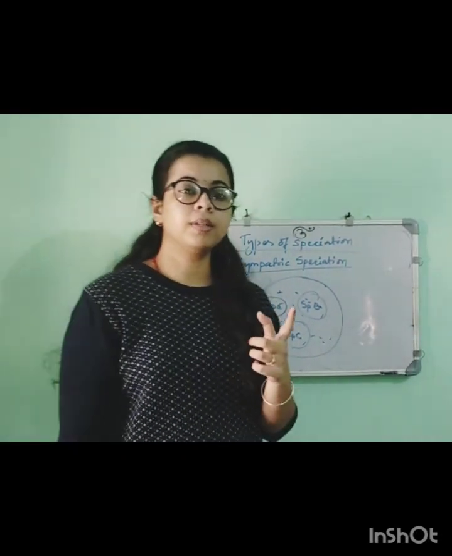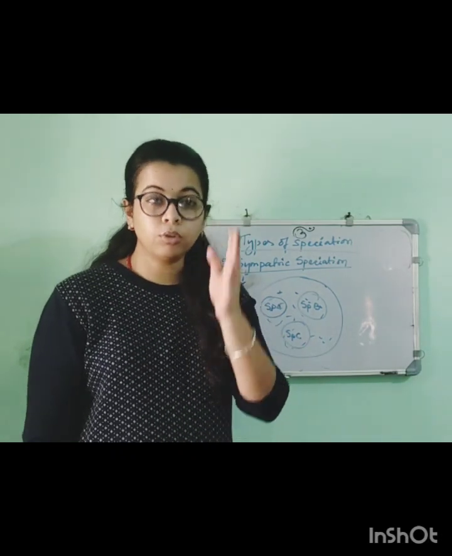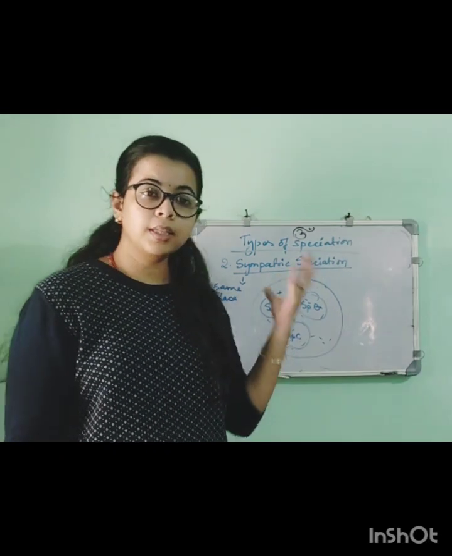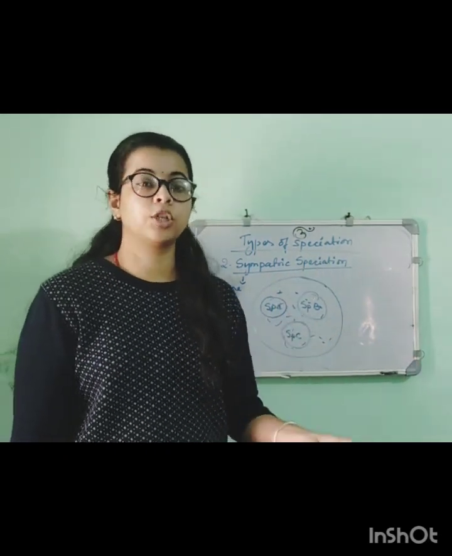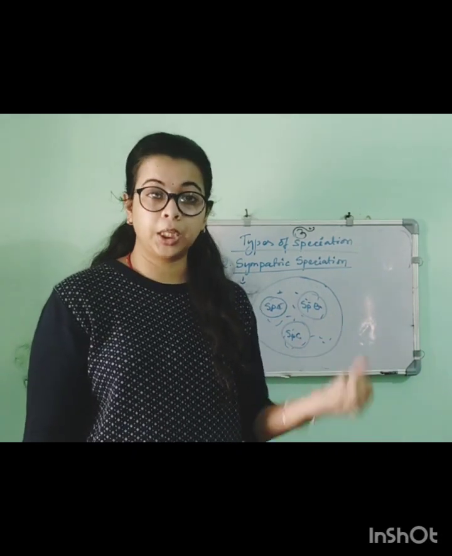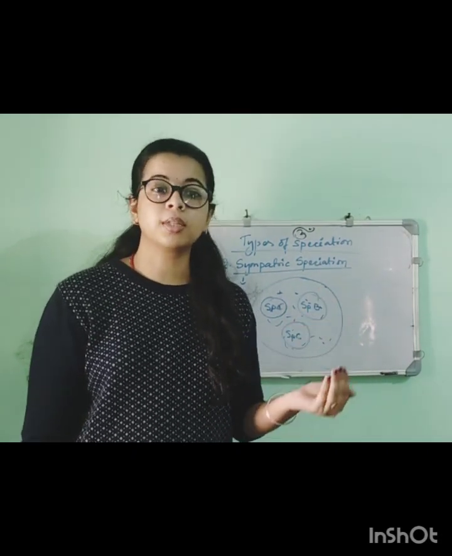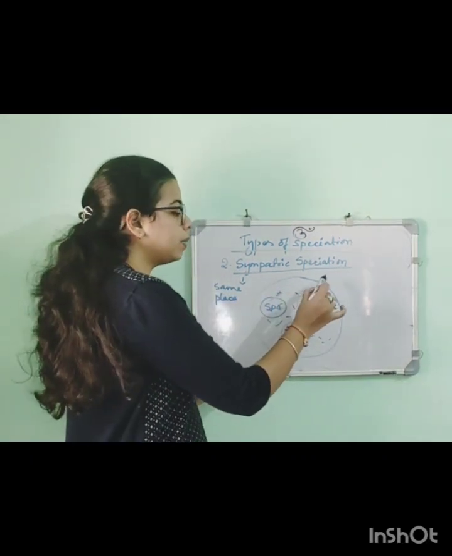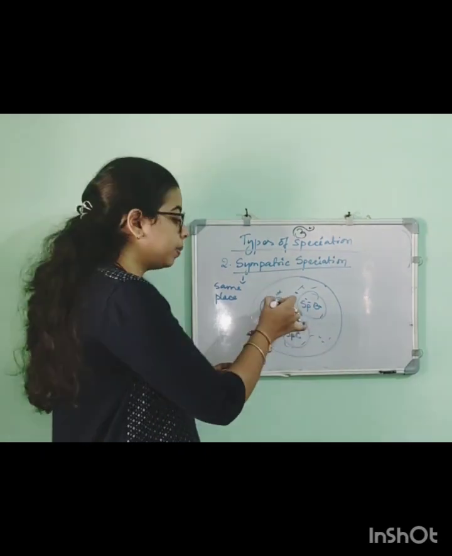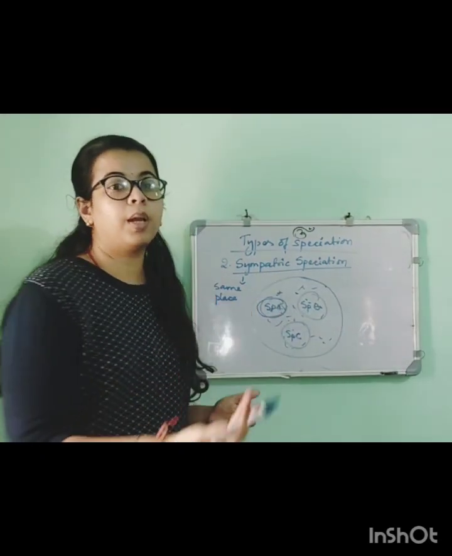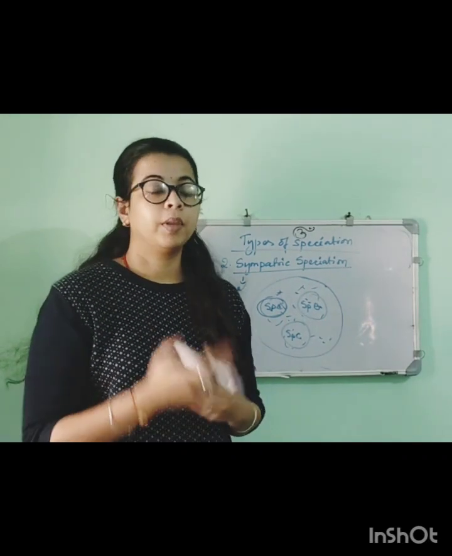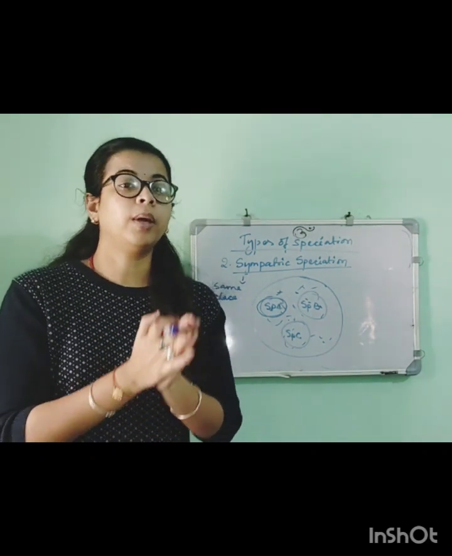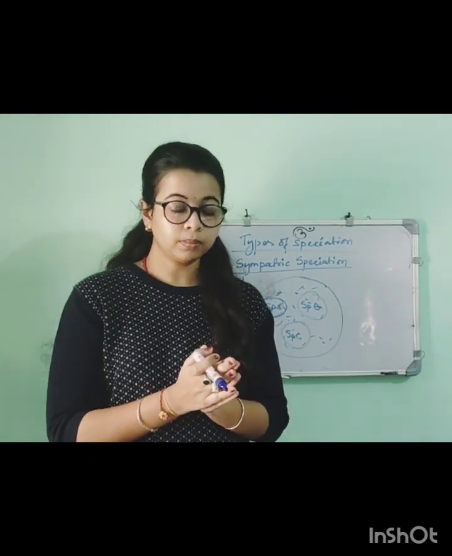Remember, allopatric, what we have discussed: due to geographical isolation, two species arise. But sympatric, living in the same place, due to genetic variation, natural selection, competition for natural resources, sexual selection, they have started separating from each other, and species A will not interbreed with species B or C. They interbreed among their own species. As a result, speciation takes place. So if you remember the definition of species, then you can get a clear idea of what speciation is.